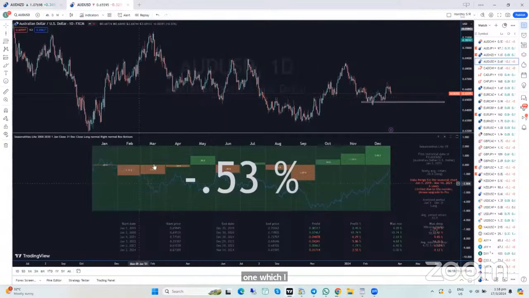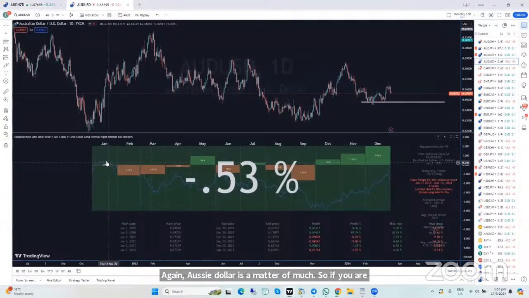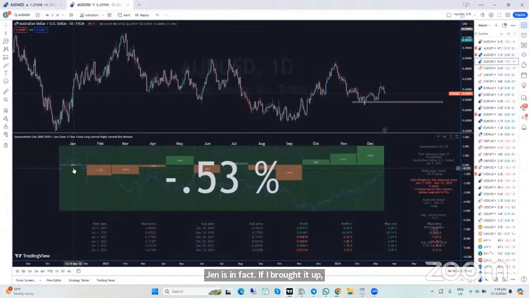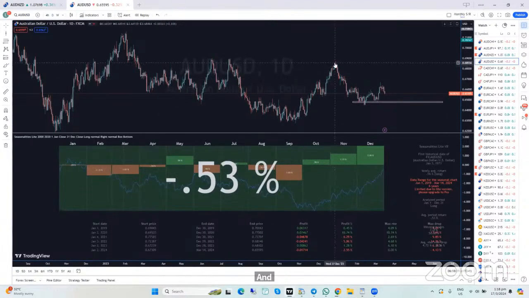Again, Aussie dollar in the middle of March. So if you are in Jan, I would say this would be a very good time to position ourselves and then let the position run. Okay, so you can see that Jan is in fact, if I blow it out a bit, a bit bearish, and then Feb is actually the largest plunge. So if you look at my chart over here, it really shows the bearish trend.